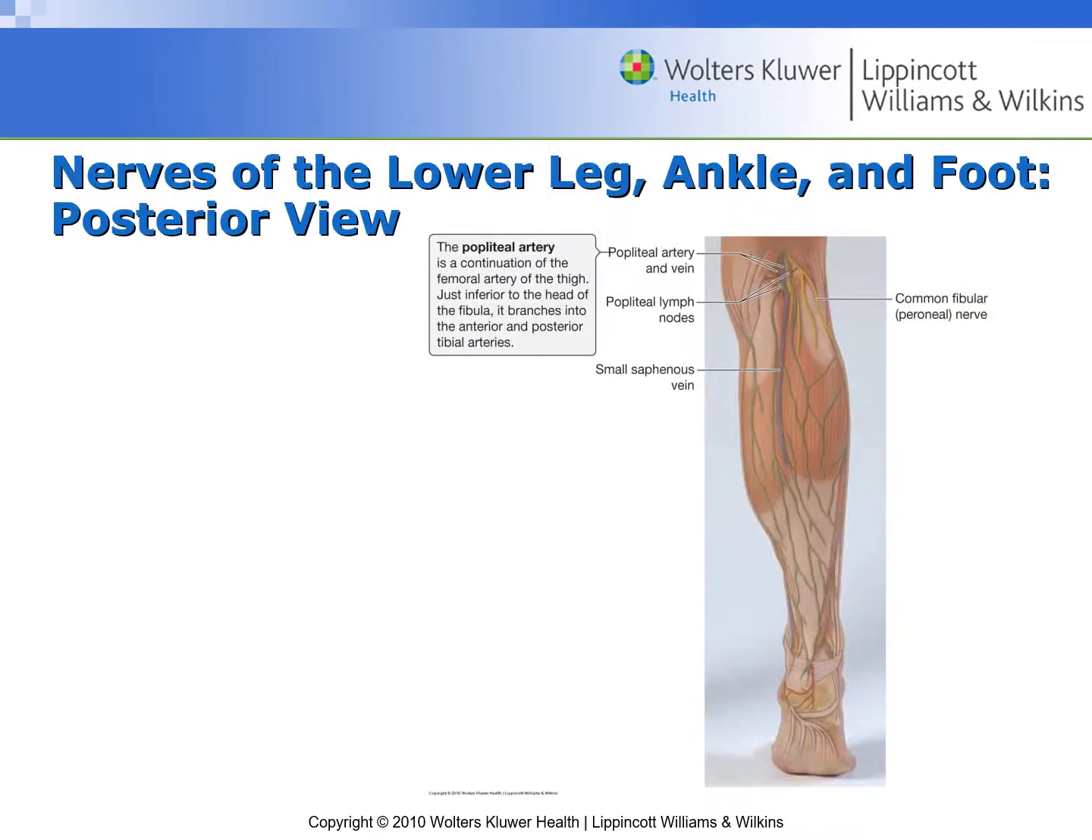Now let's continue to take a look at special structures of the leg, ankle, and foot from a posterior view. The popliteal artery is a continuation of the femoral artery of the thigh. Just inferior to the head of the fibula, it branches into the anterior and posterior tibial arteries. We can see the popliteal artery and vein. We can also see the popliteal lymph nodes. We can see the small saphenous vein, and we can also see the common fibular peroneal nerve.